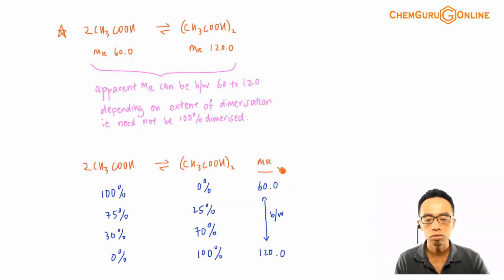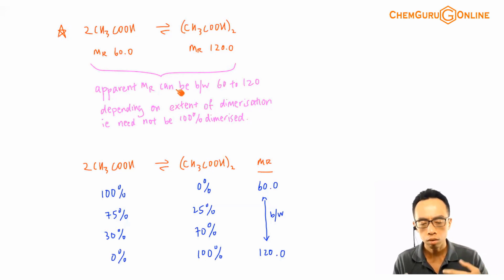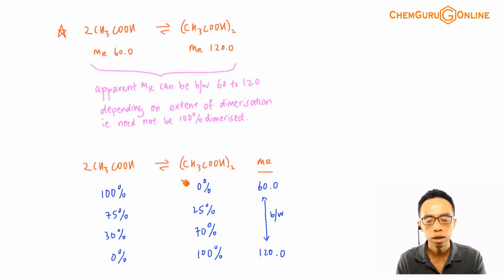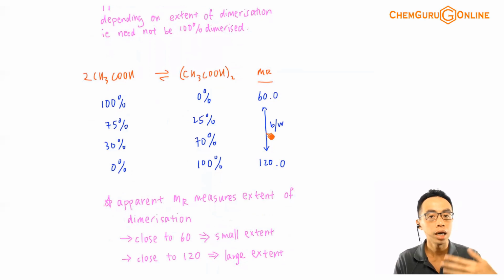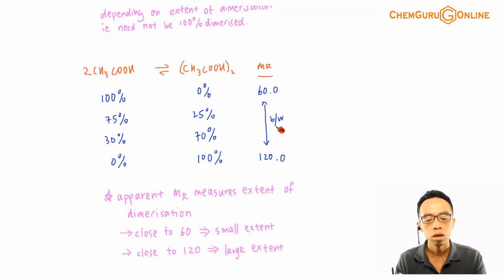So let me just try to illustrate this using this diagram. Effectively, it is the same thing; we're just representing it in a different way. If I have all these permutations, 100% monomer and no dimer, the MR will obviously be the monomer, 60. On the extreme end, if I have 100% dimer and no monomer, then the MR will obviously be 120. But if I have majority monomer and a little bit is dimerized, then the MR will be greater than 60 but closer to 60, maybe 70 or 80. It tells me that dimerization is starting to take place, but it's not 100%. Some of it still exists as the monomer.